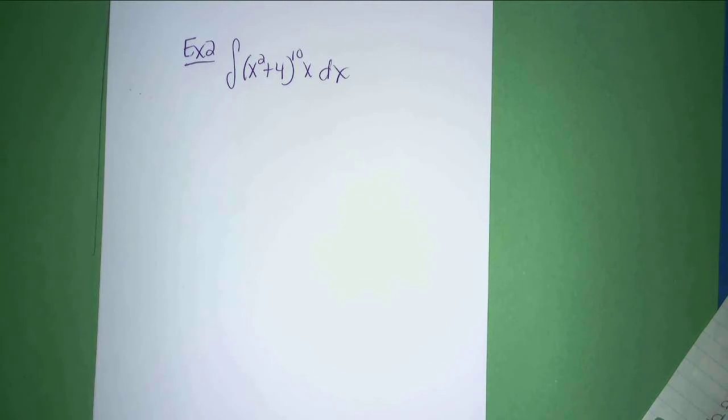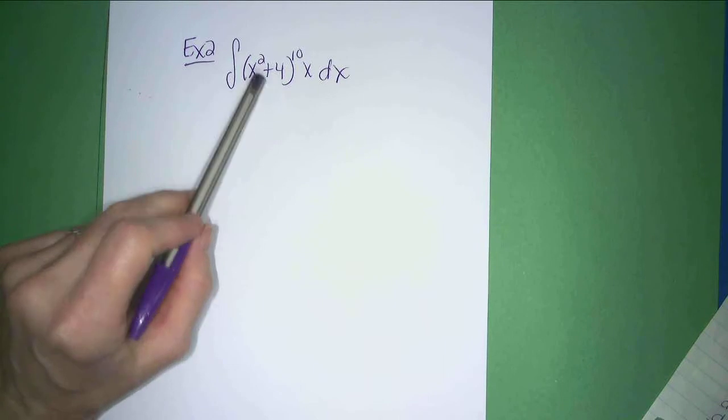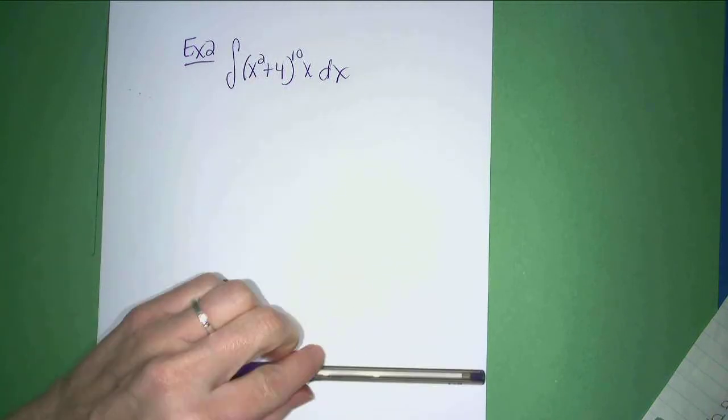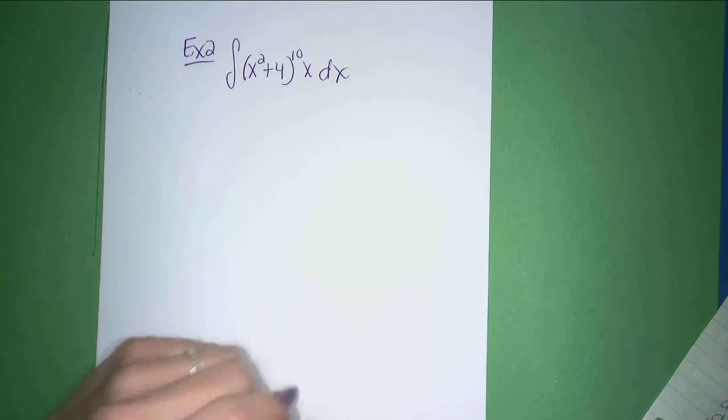Hi everyone, this is example 2 for antidifferentiation with u substitution. Here in example 2, we're going to find the antiderivative of (x squared plus 4) raised to the 10th power times x with respect to x.